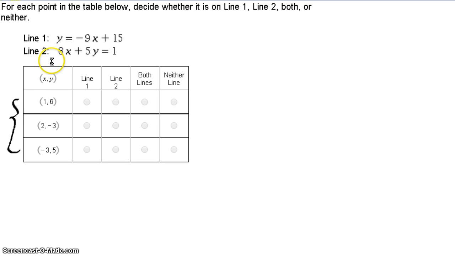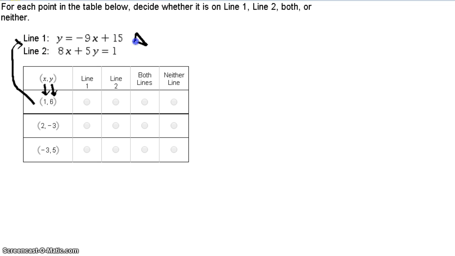Okay, so how do I test if this point is on line 1 or not? Or how do I test if this point is on line 2 or not? It's actually very easy. Here my x value is 1, and my y value is 6. So let's test this with line 1 first. My x value is 1, my y value is 6, and I'm testing it with my line 1.